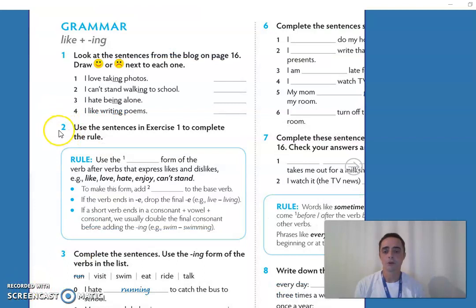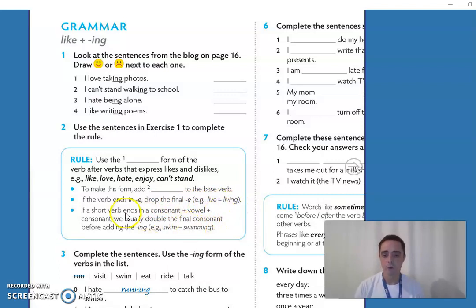On exercise number 2, I have the rule box. Use the ing form of the verb after verbs that express likes and dislikes. For example: like, love, hate, enjoy, can't stand. To make this form, add ing to the base verb. For example, if I have be, I'm going to put I hate being alone. If the verb ends in e, drop the final e. For example, live, it will be living.